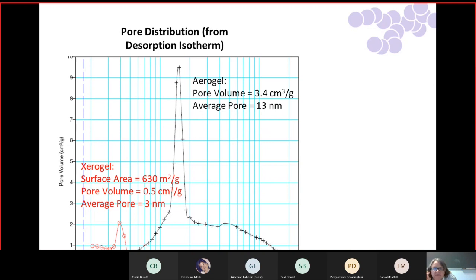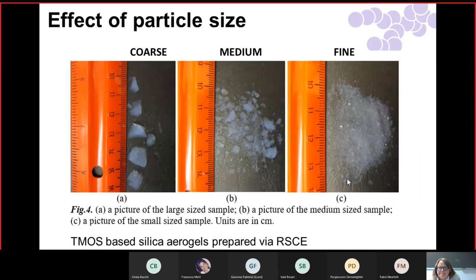I want to show you some things we did with this. We did a study on the effect of particle size. So remember I said you take the aerogel and you break it up. And so we did a study: very fine, medium, and coarse. So you can see these pieces are a centimeter, and these are very fine powder. This is a TMOS-based silica aerogel. Density is about 0.1.